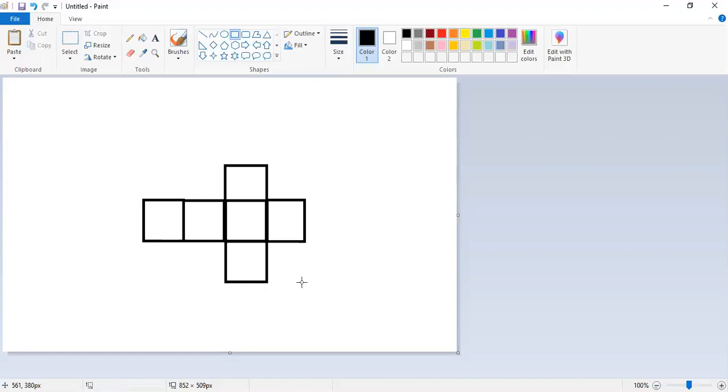So this is the net which is going to be for your cube. So it's nothing but the base is a square, and then you will draw 5 more squares to complete the cube because a cube has 6 faces. So we need 6 faces for the cube. So here we have drawn 6 squares. Fine.